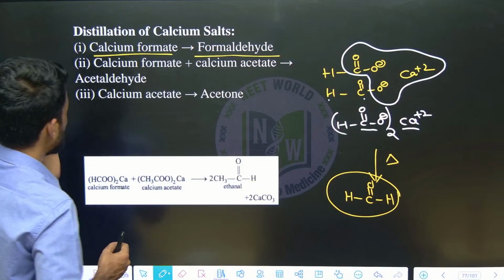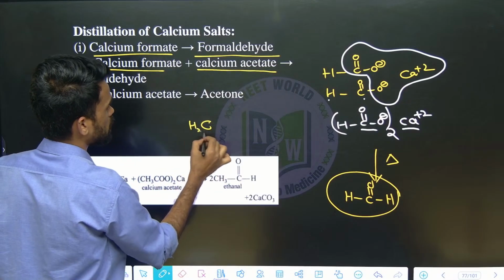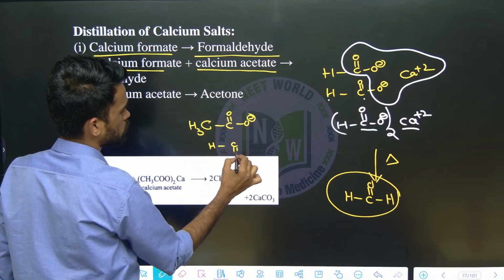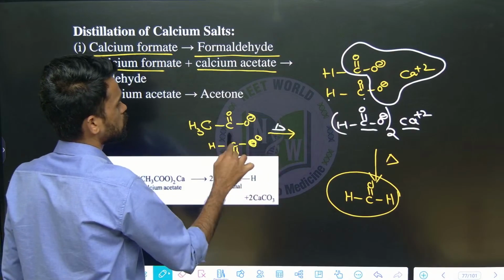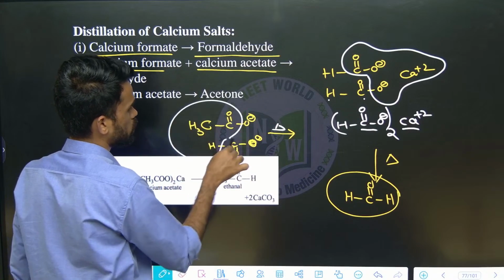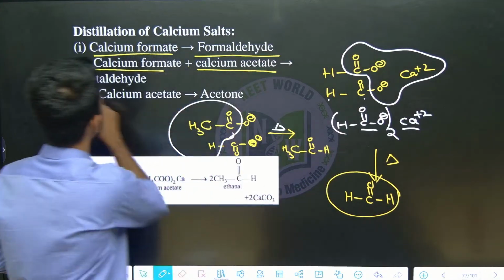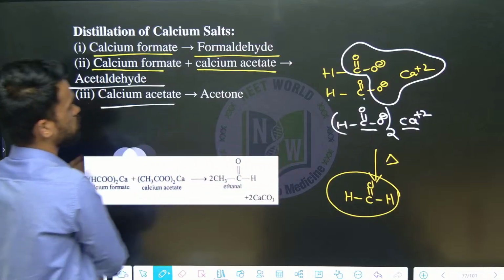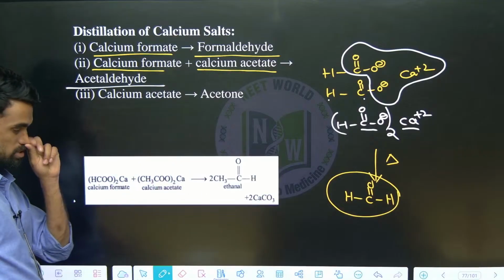Now when you are doing calcium formate plus calcium acetate, what do we have? Acetate we have and formate we have, okay. So now what to do? Heat this, so it will remove the CO2 and H2O. So the remaining part will be this one. What is the remaining part? CH3COH. So acetaldehyde is produced here, okay. Only pure calcium acetate gives acetone. Okay, that's it. Here we have examples to be understood.